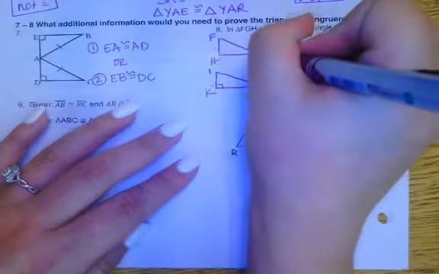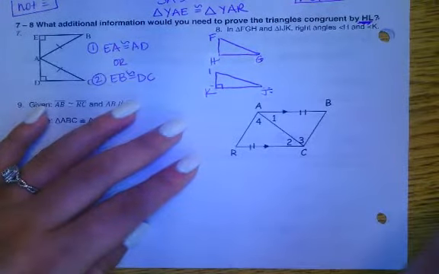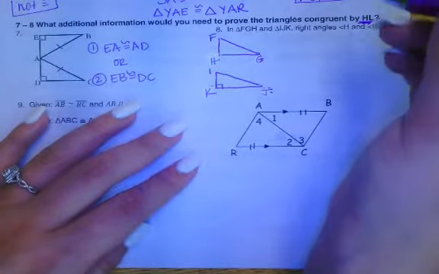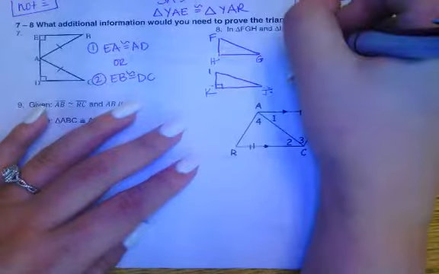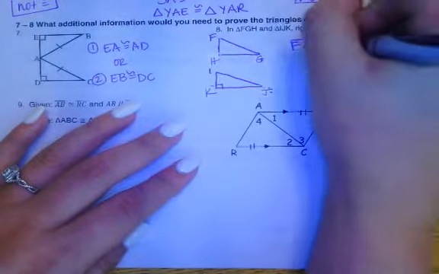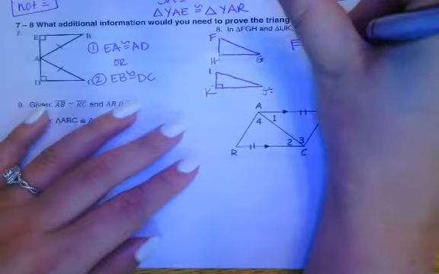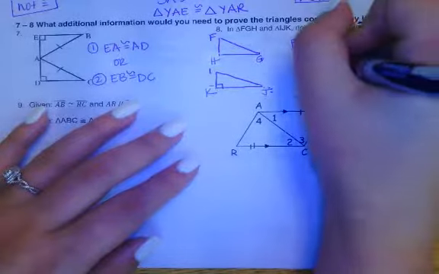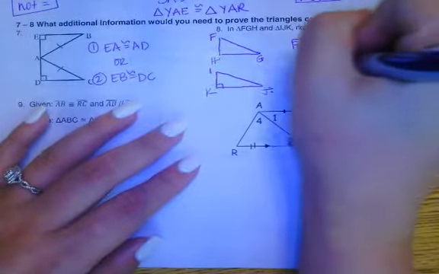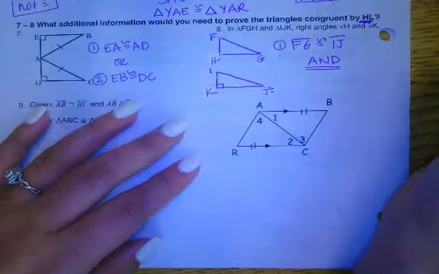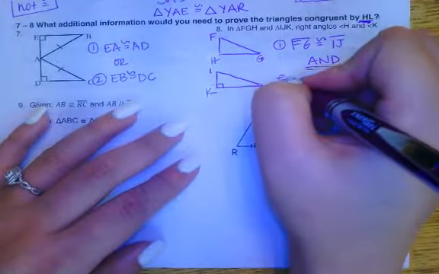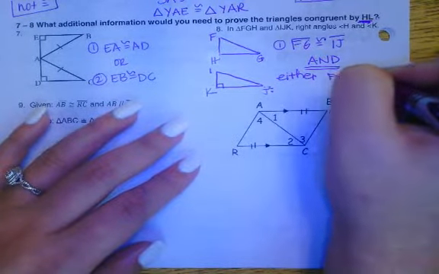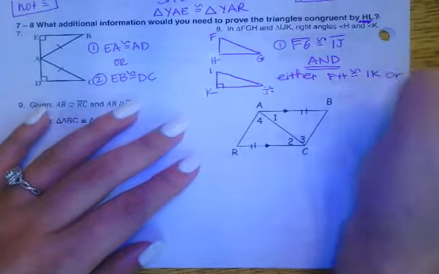Okay, so H and K are my right angles, so in order to prove HL, you for sure need to know that FG is congruent to what? IJ, so that's our hypotenuse. And what else do you have to prove? Very good. At least one set of legs congruent. So either FH is congruent to IK, or HG is congruent to KJ.